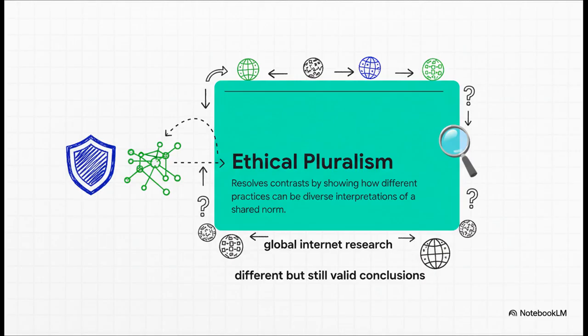The guidelines are also built on this really important principle of ethical pluralism. What's that? Well, it's just the recognition that there isn't always one single right answer. Different ethical frameworks, different cultural norms, they can lead to different but still totally valid conclusions. And this is especially key for global internet research, where a one-size-fits-all approach just completely falls apart.